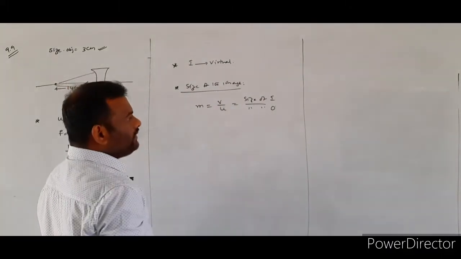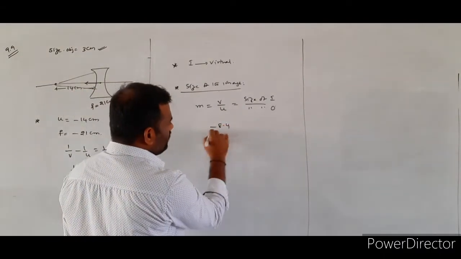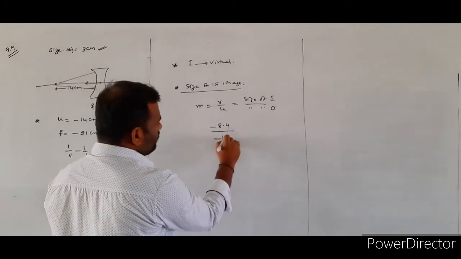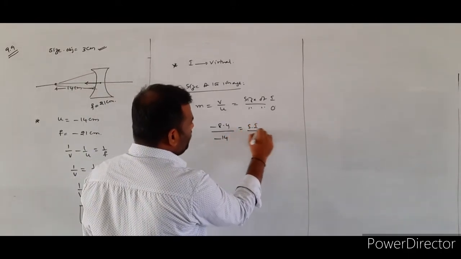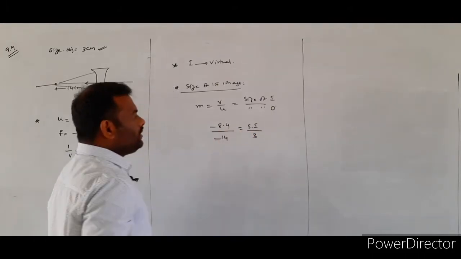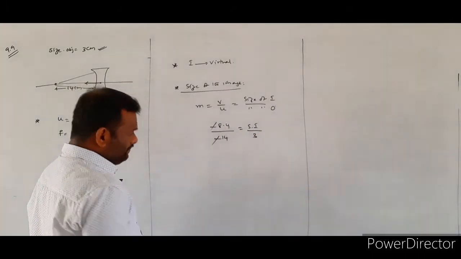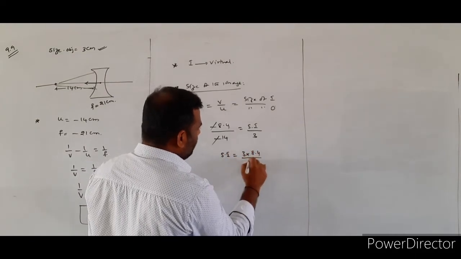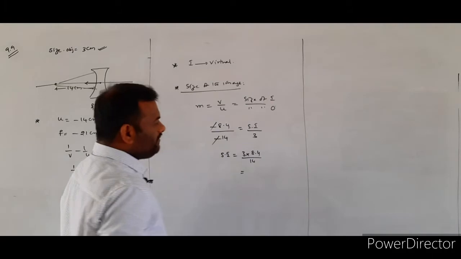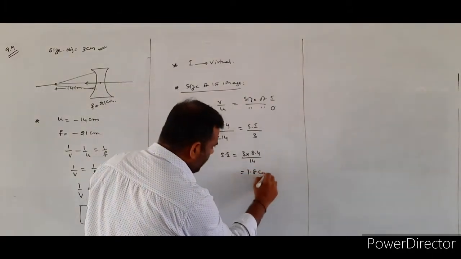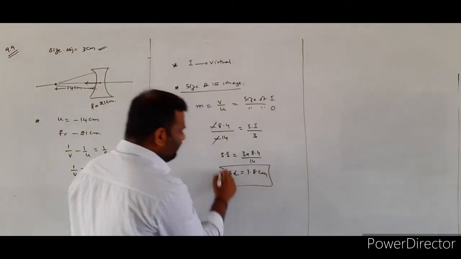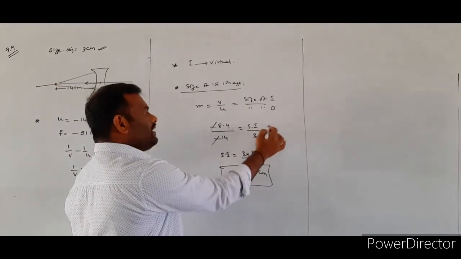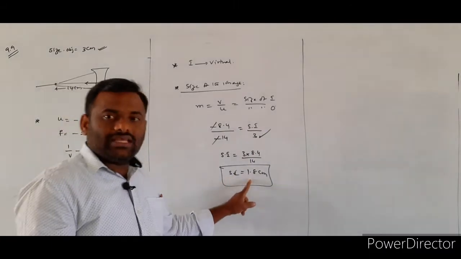So what is the v value here? Minus 8.4 by, what is the object distance? Minus 14. Size of the image we don't know. Size of the object is equal to 3. Minus getting cancelled. Size of the image is equal to 3 into 8.4 by 14. If you simplify, you will get 1.8 centimeter. Size of the object is 3 centimeter.